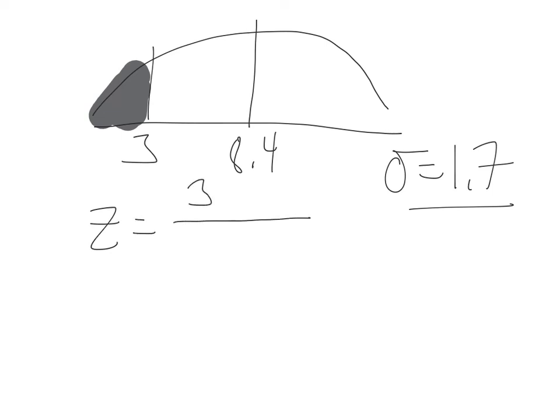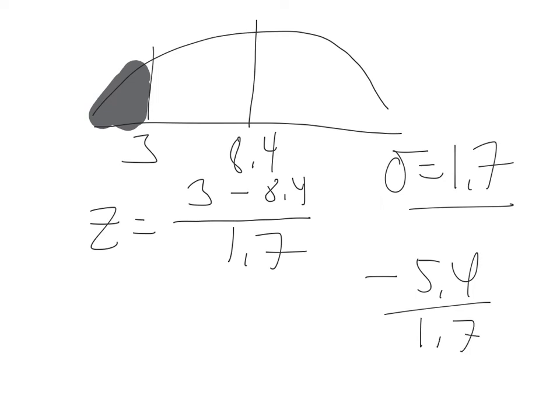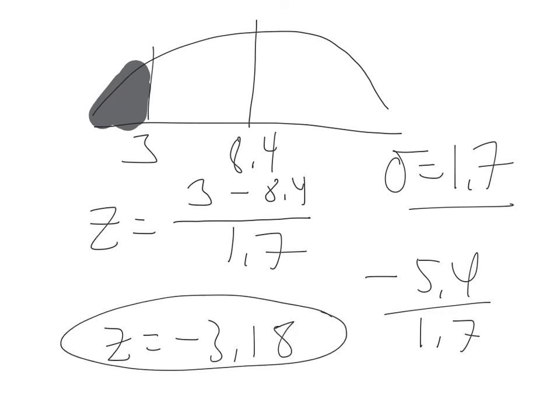So the number I'm interested in is 3. The mean is 8.4. I'm dividing by 1.7. So 3 minus 8.4 is negative 5.4. And I'm going to divide that by 1.7. So let's see, 5.4 divided by 1.7. That's a z-score of negative 3.18-ish. Then we need some way of finding that probability.